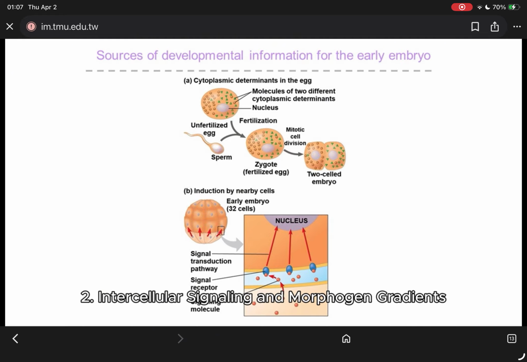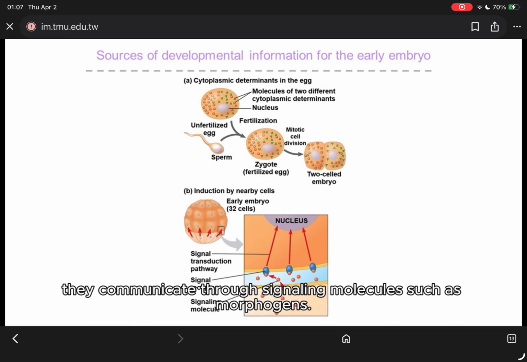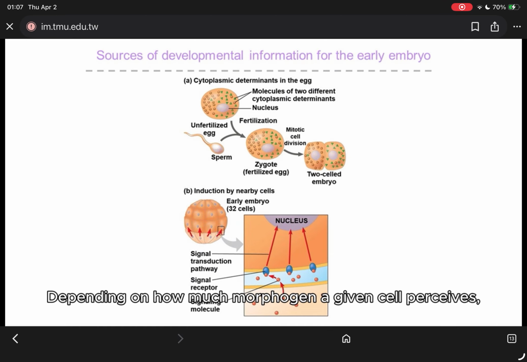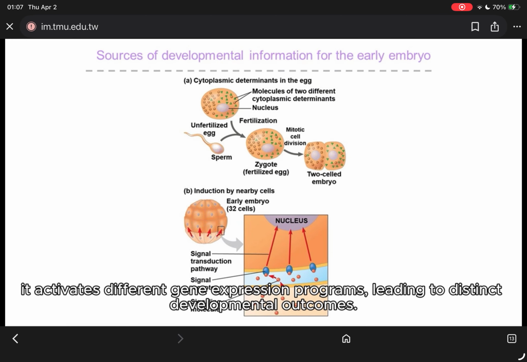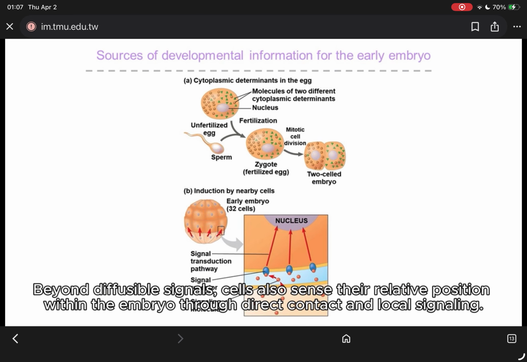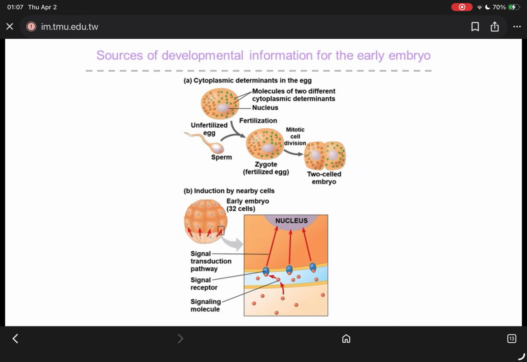2. Intercellular signaling and morphogen gradients. As embryonic cells proliferate and arrange themselves into spatial patterns, they communicate through signaling molecules such as morphogens. These molecules often form concentration gradients across the embryo. Depending on how much morphogen a given cell perceives, it activates different gene expression programs, leading to distinct developmental outcomes. 3. Positional information. Beyond diffusible signals, cells also sense their relative position within the embryo through direct contact and local signaling. This positional context further refines their developmental decisions.